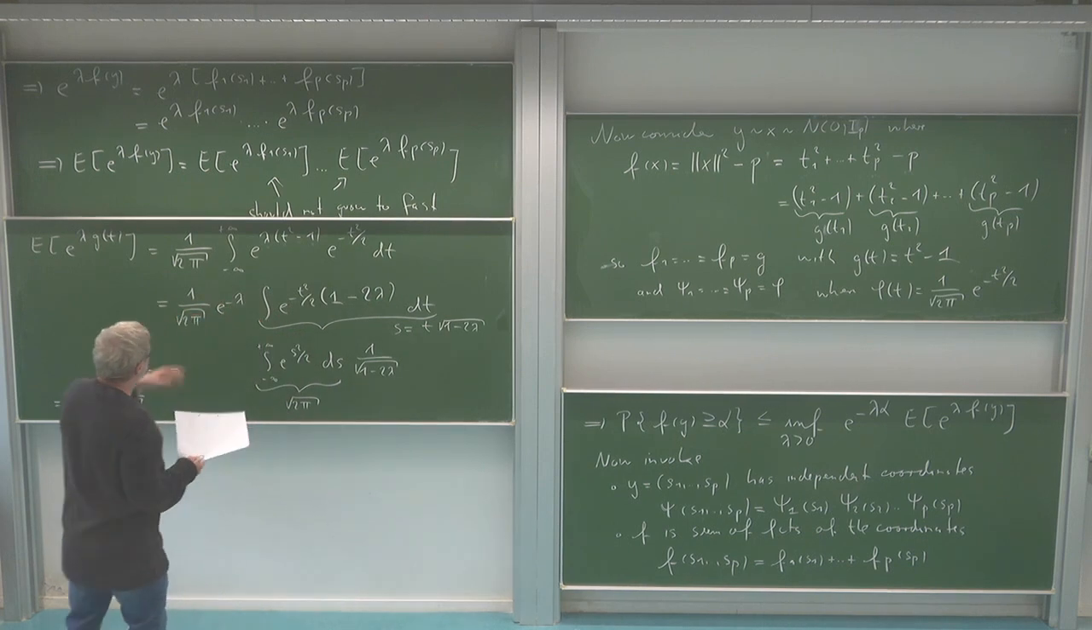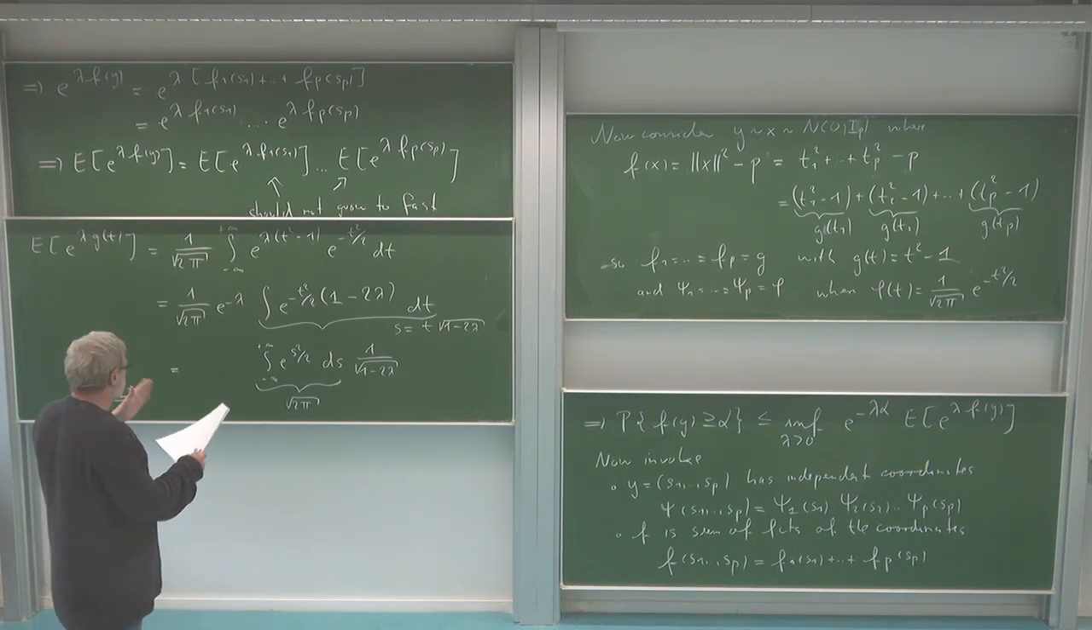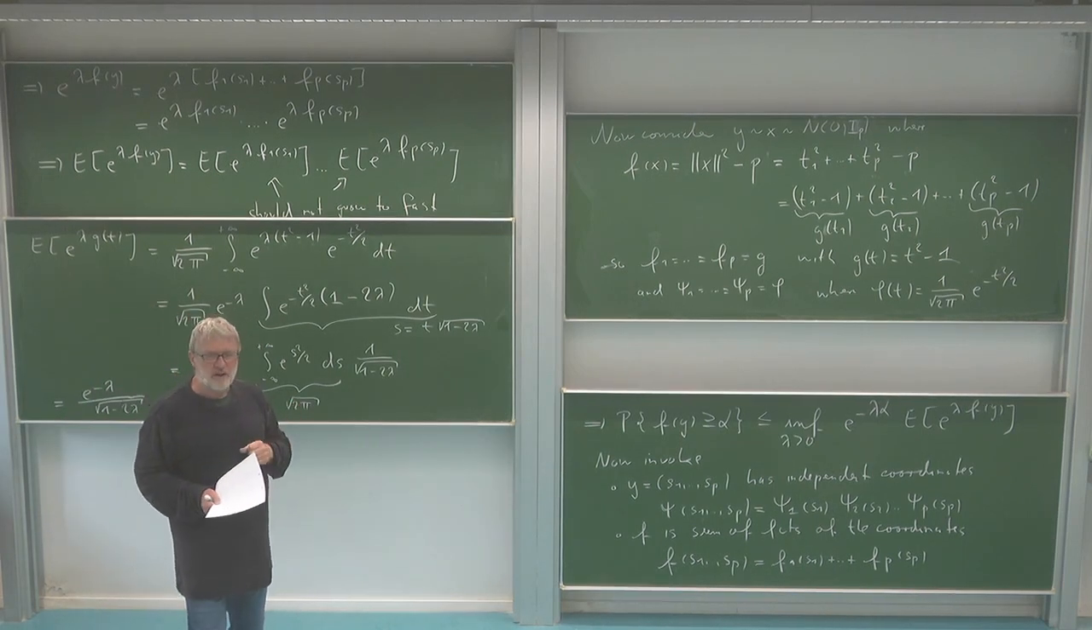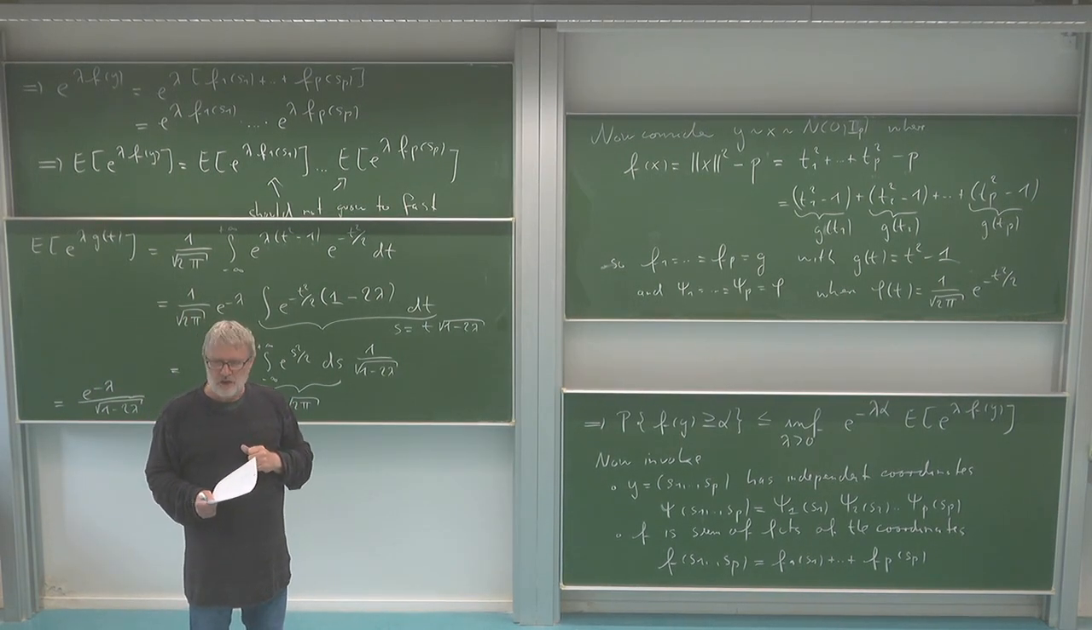So this means this moment generating function here only exists for lambda smaller than 1/2. Okay, but that's okay.